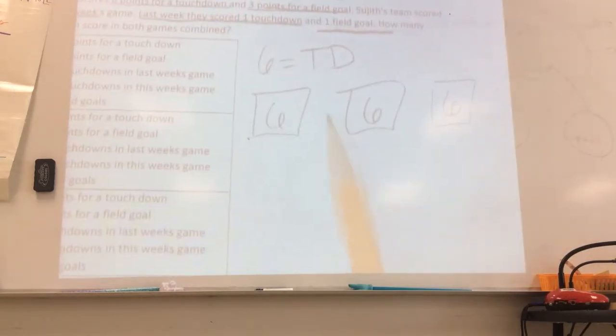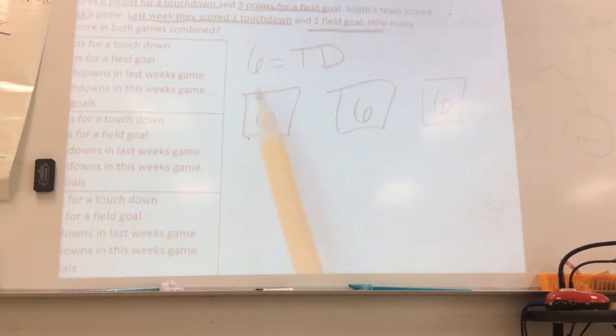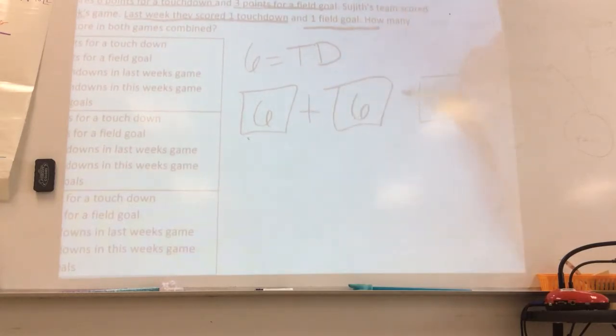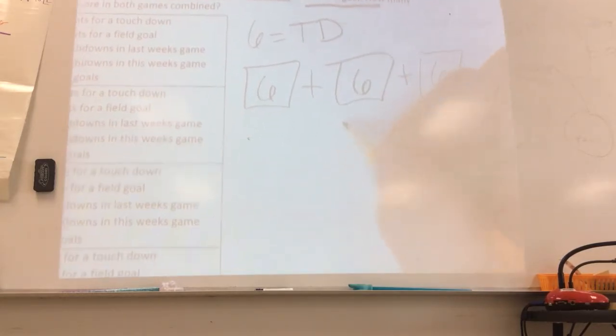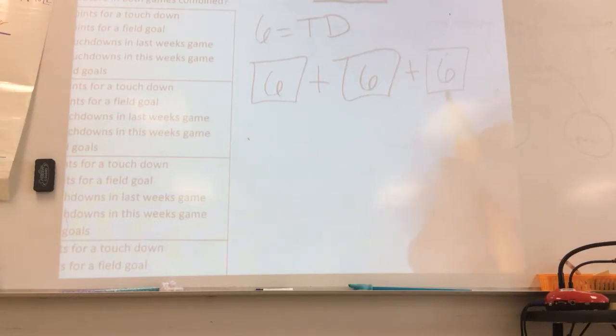Now, I'm going to go ahead and figure out how many points they got for touchdowns this week and last week. So you can see I have a total of 3 touchdowns over this week's game and last week's game. Each of those touchdowns is worth 6 points. I could add the 6 up 3 times. I should know that repeated addition is the same as multiplication.